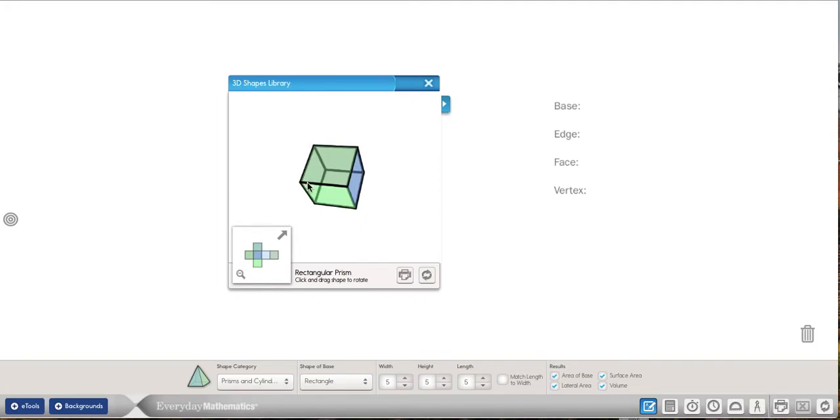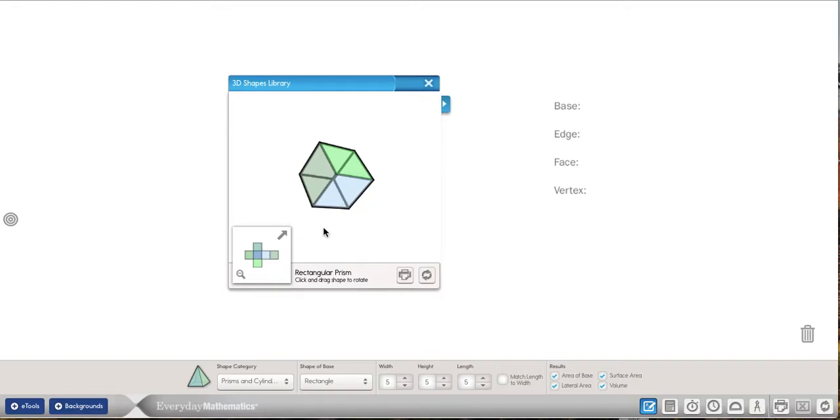So the number of vertices, we have 1, 2, 3, 4. And on this side, we also have 4. We can talk about number of edges. 1, 2, 3, 4, 5, 6, 7, 8, 9, 10, 11, 12 edges. And then we can also talk about how many faces. There's 1 on the top, there's 1 on the bottom, those are my base, and then I have 4 around the side, so that's going to be 6.